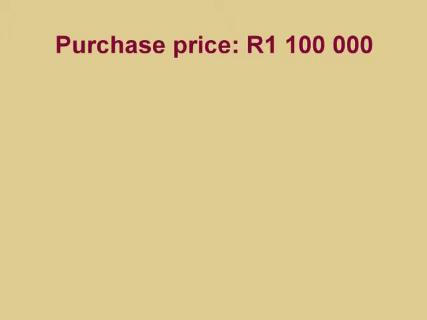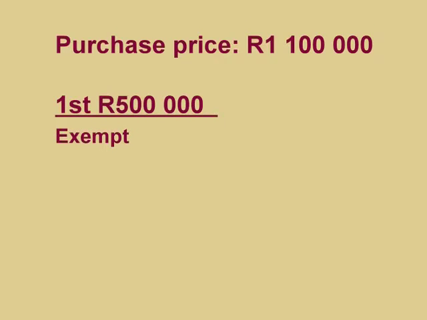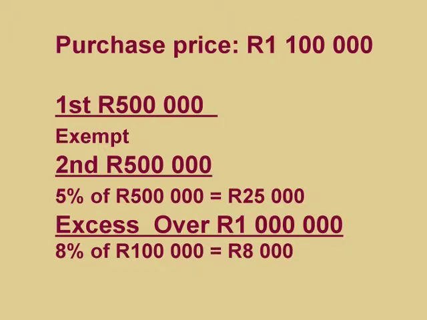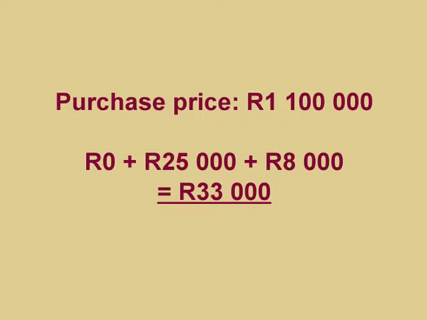Transfer duty is therefore a form of tax. If we have a purchase price of 1.1 million rands, for example, the first 500,000 rands of that 1.1 million is exempt. The second 500,000, the difference between 500 and a million, is taxed at 5%, which amounts to 25,000 rands. And the excess portion over a million is 100,000, and on that 8% transfer duty is payable, which amounts to 8,000 rands. So the total transfer duty for this transaction will be 0 plus 25,000 plus 8,000, which will give us a total of 33,000 rands transfer duty payable to the receiver of revenue.